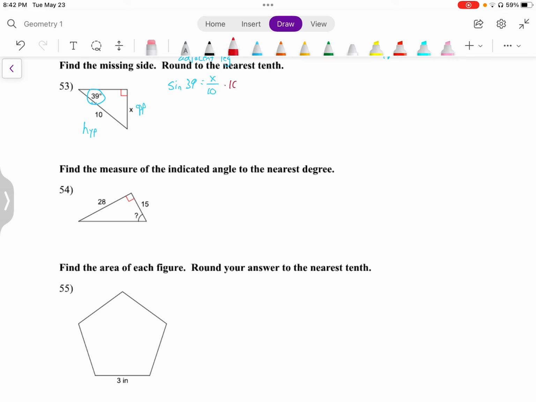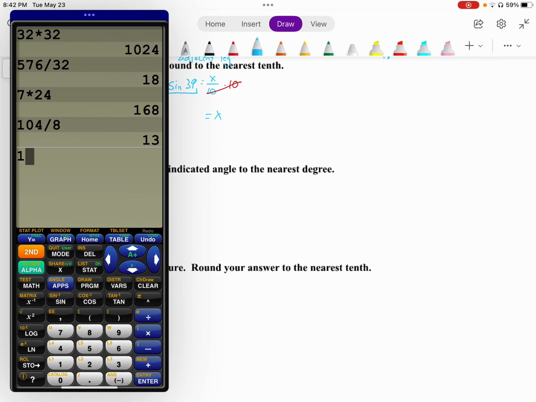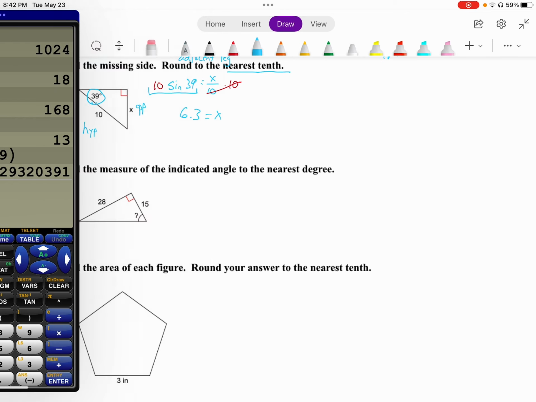Before I put it in my calculator, I would just write that I'm going to multiply both sides by 10. And I'm going to plug that in our calculator, 10 times the sine of 39. And we get 6.3. It says round to the nearest tenth, so 6.3. We could keep going and solve more, but it doesn't ask us to, so we'll just stop there. Next one.